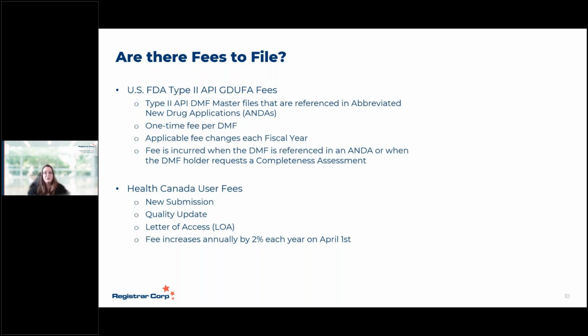Health Canada does charge user fees for certain submissions. So each time you're submitting a new master file, each time you're submitting a quality update for a master file, you are charged a user fee. And for each letter of access that you submit, you're going to be charged a user fee. Anytime you have a new customer that needs a letter of access, or if the letter of access needs to be updated, say for example, your customer's name has changed, then you're going to have to pay the fee each time you submit a letter. And the fee increases annually by 2% each year on April 1st. But again, in most cases, there's not going to be a fee charged by the agencies for master file submission.